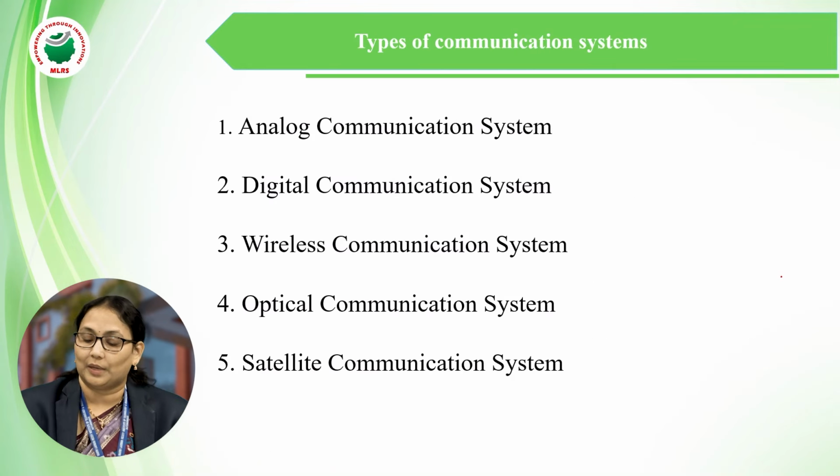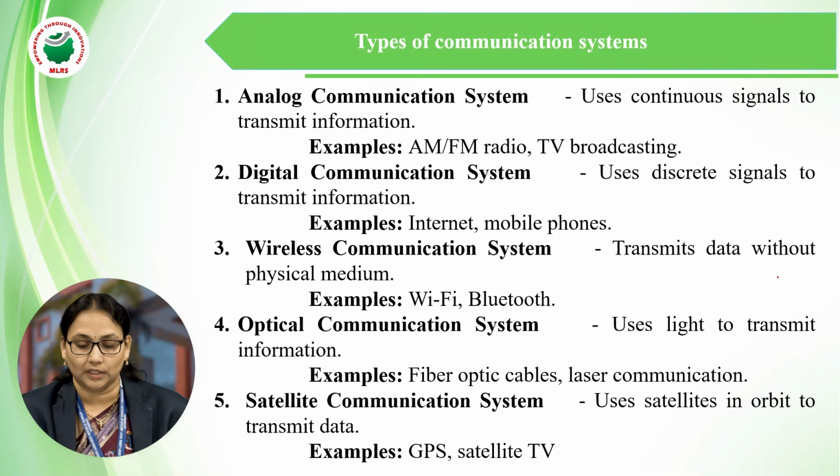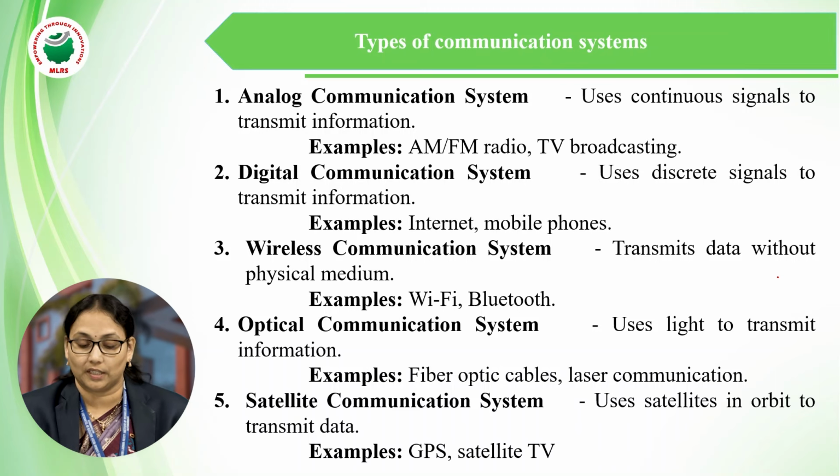Next, types of communication systems, depending on the signal used. We have analog communication systems, digital communication systems, wireless communication systems, optical communication systems, and satellite communication systems. An analog communication system uses continuous signals to transmit information. Examples are AM, FM, radio, and TV broadcasting.